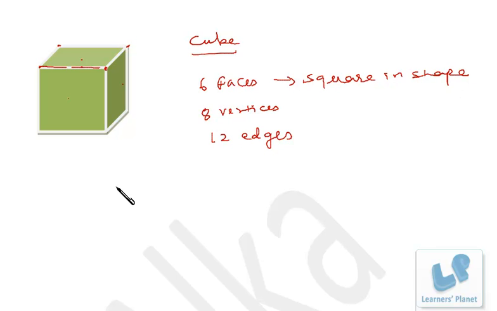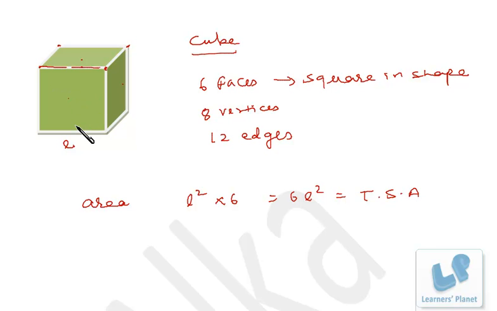Now we try to find out the area and volume of a cube. Now, what is the area? As I've already told you, all the 6 faces are square in shape. Suppose this length is L. If it is L, it has to be L because it is square in shape. So the area of one face will be L square, because it is a square. Now there are 6 faces, so the total surface area will be L square into 6, that is 6L square, which is the total surface area of a cube.